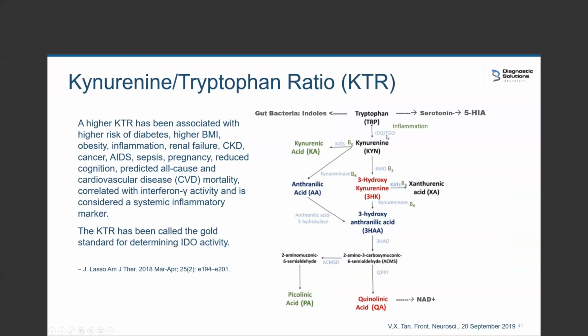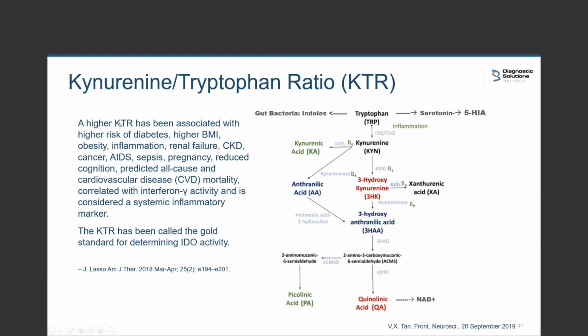So normally it's going through with TDO, but the IDO enzyme gets activated with inflammation and pushes it down. So it stimulates that. So then you get low levels of tryptophan and high levels of kynurenine. So you have a high kynurenine to tryptophan ratio.